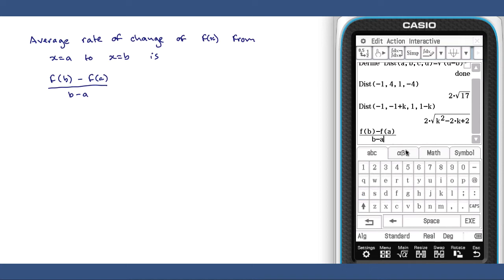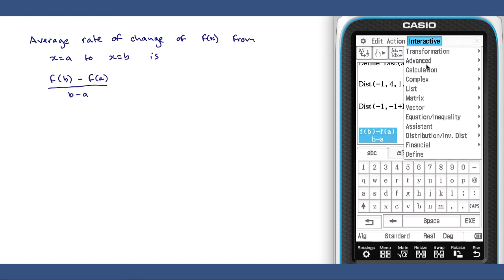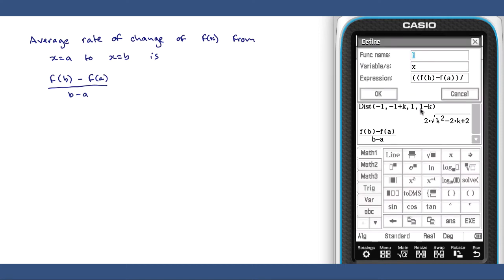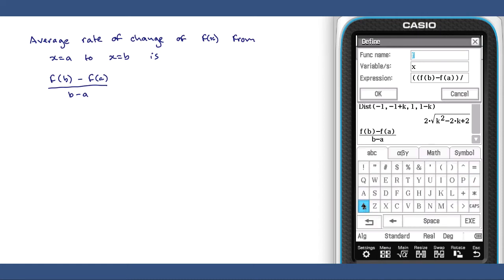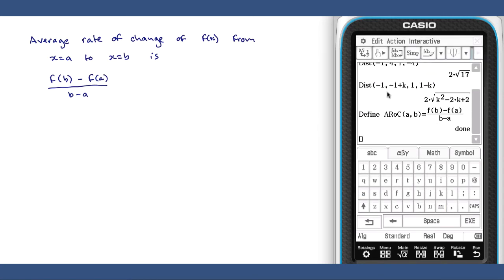And once again, select and define. This time I'm going to call my function AROC, with variables a and b. This is now done. However, the function we have defined refers to a second function, f of x. We will need to define this before we can use our function average rate of change.